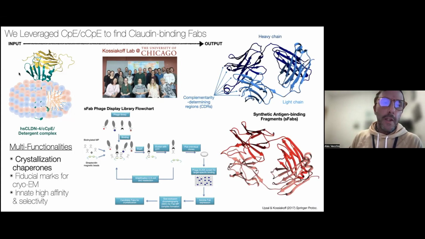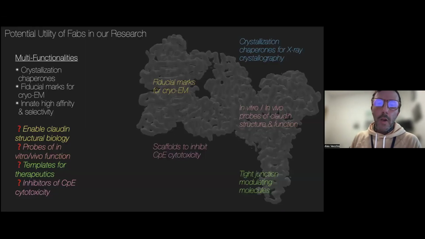And if your input is some protein detergent complex or now nanodisc complexes, the output hopefully for you is some sort of fab. These are synthetic antigen binding fragments, the fab domain of an antibody. These are a two-chain antibody fragment with 6 CDR regions, and the CDR regions vary in sequence and structure, and those are what bind the target antigen.